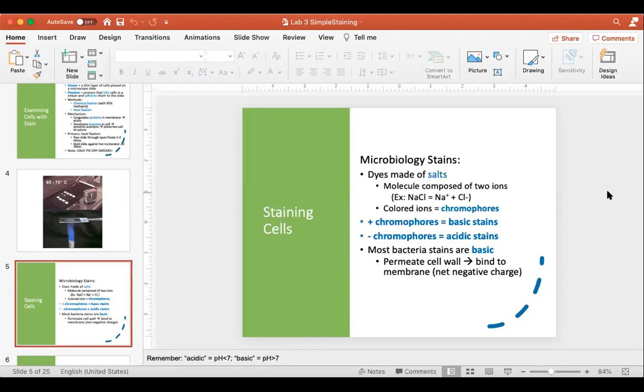And of course, a positively charged thing is going to be attracted to a negatively charged thing. And inside of a bacterial cell, there are lots of things that are negatively charged, including things like the DNA molecule. So if you put a basic stain onto a bacterial cell, it's going to bind to anything that has a negative charge. There are negative charges in the membrane, and there are negative charges, like I said, in the DNA, and you're going to get that stain to stick because it'll stick to negatively charged things.